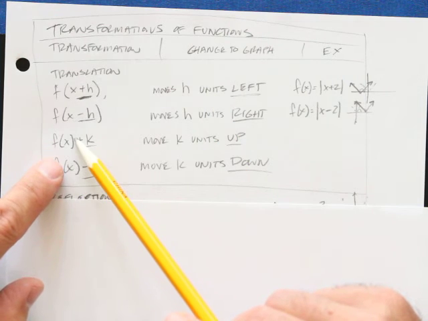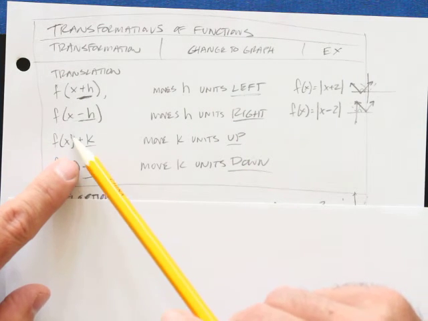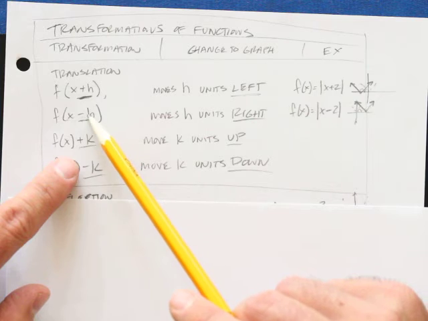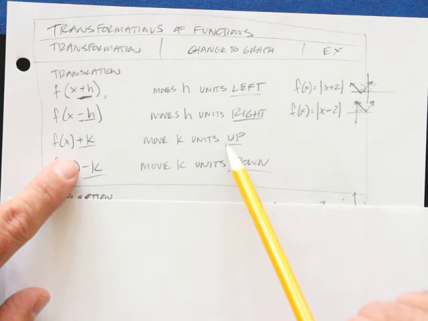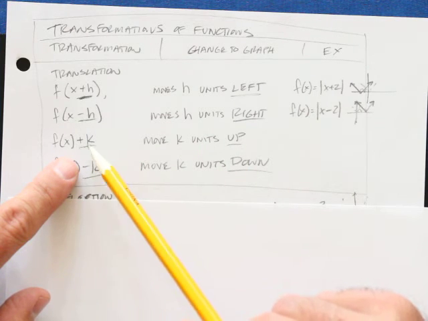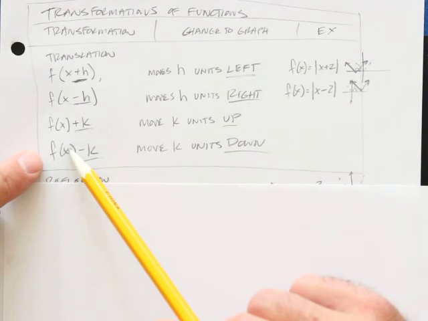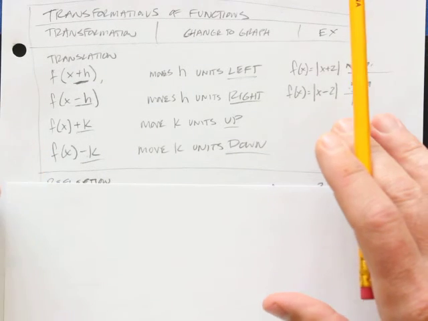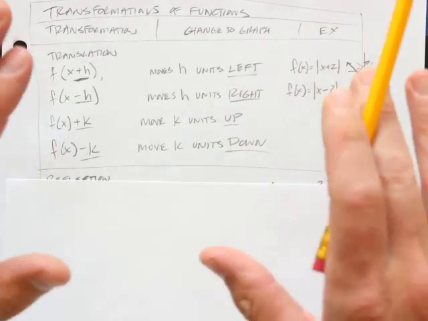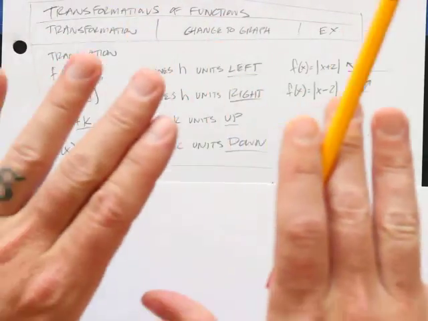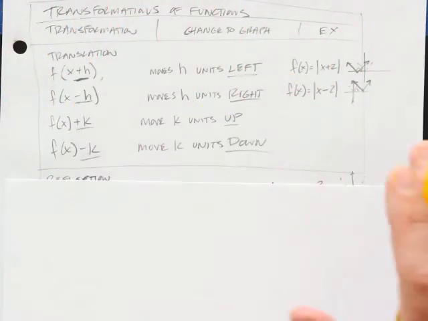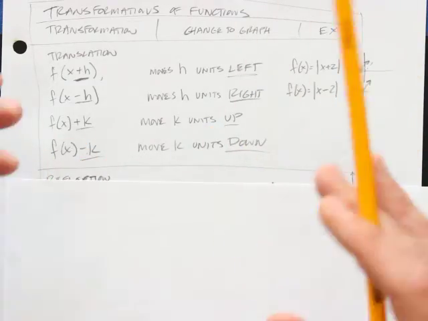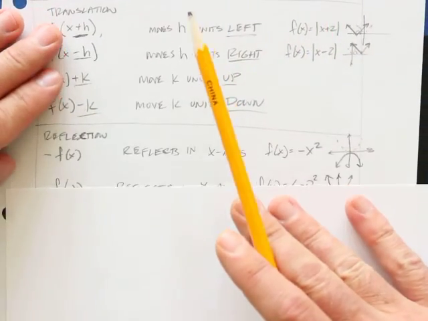Now if I have f of x plus k, notice the k is outside of the parentheses. It moves the whole thing up k units. Likewise, same idea except it's subtracting k, then the whole thing is just going to move down 2. That's a translation. The graph stays the same, it just moves from one place to another. It doesn't squish or squash or anything like that.